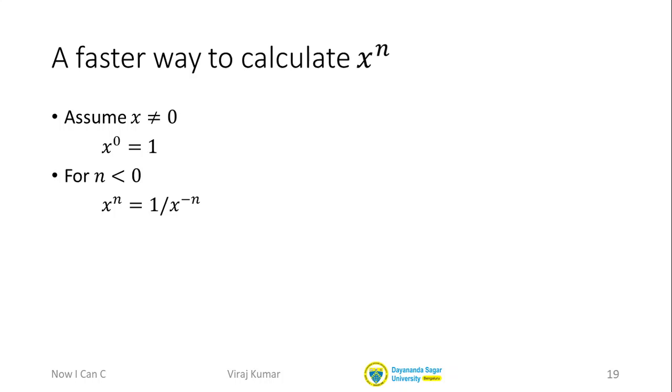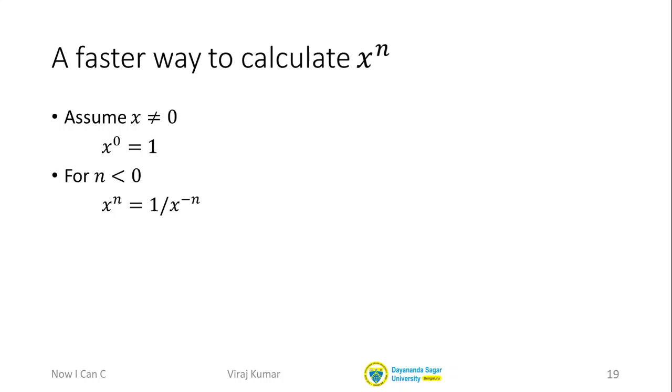Let us revisit this calculation of x to the power n. I'm now going to show you a much more efficient way of doing this calculation. So I'm going to assume that x is not 0. And we already have these two cases. When n is 0, x to the power n is defined as 1. And when n is negative, we have a formula for calculating x to the power n.